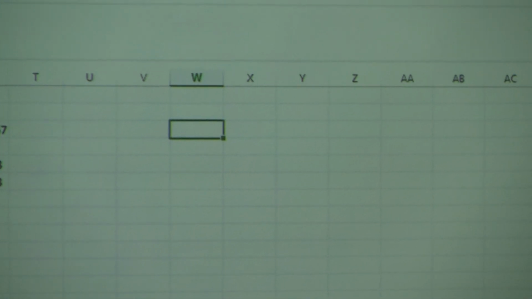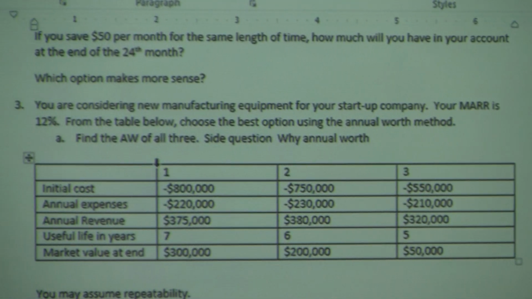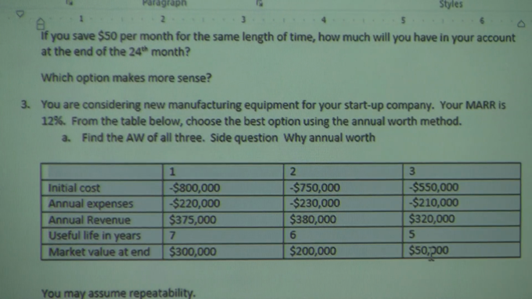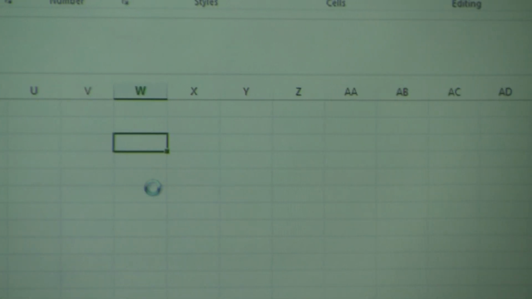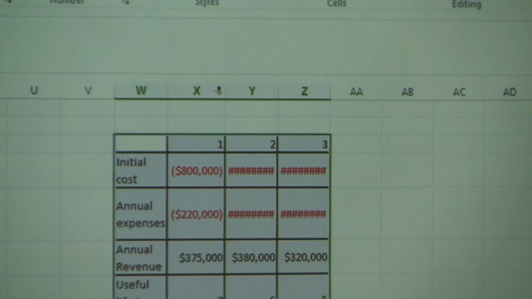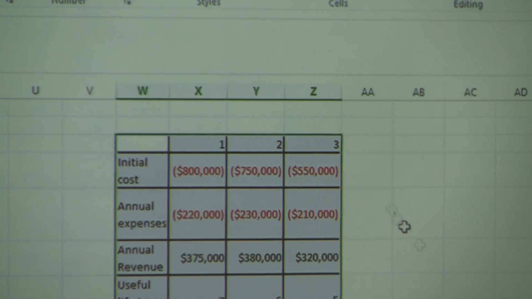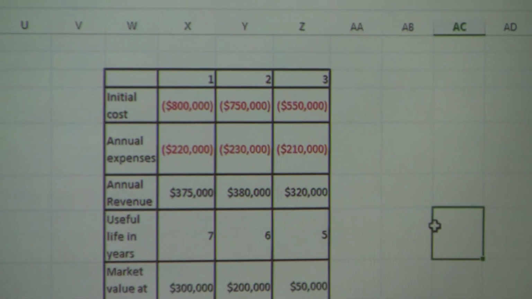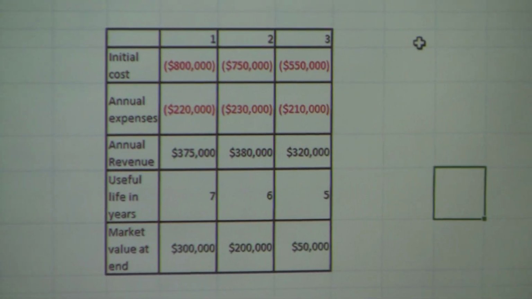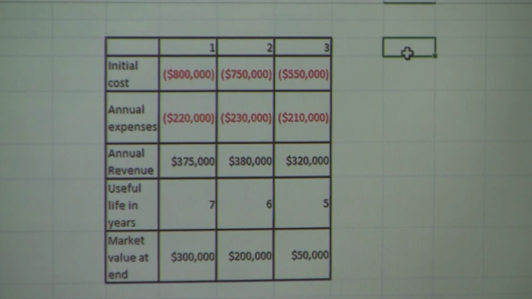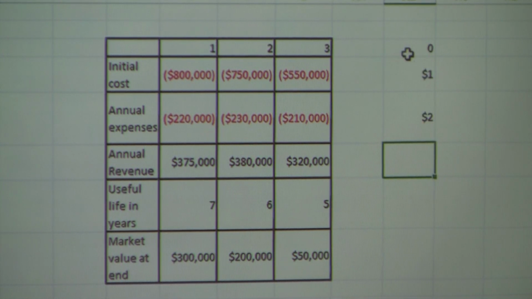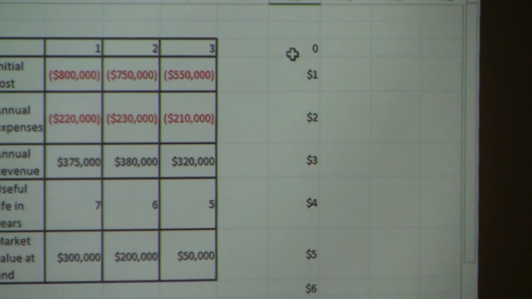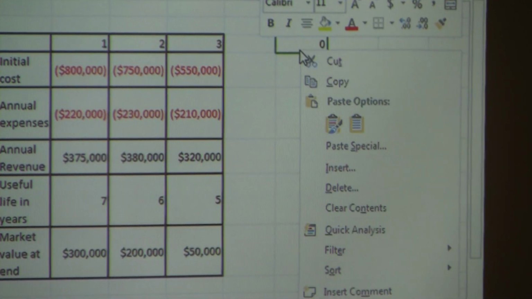So, let's see here. Is that a question? No? Okay. So, over 7 years, what I'm going to do here is just go down 7 real quick. None of these should be dollar values.